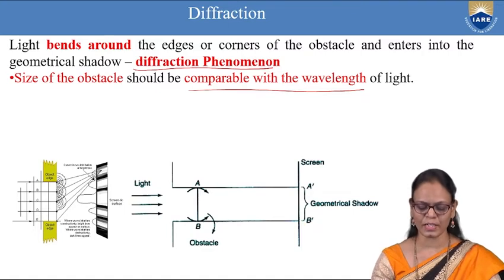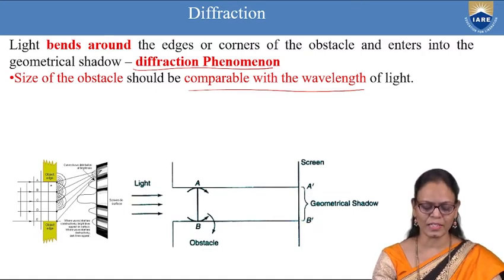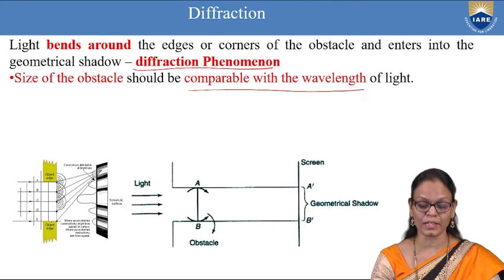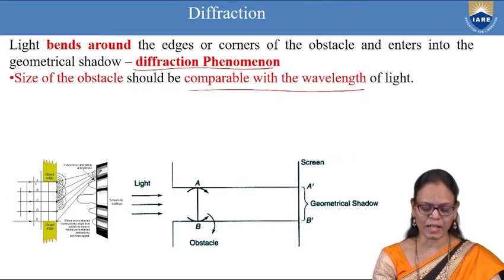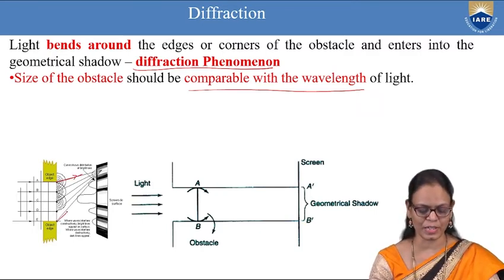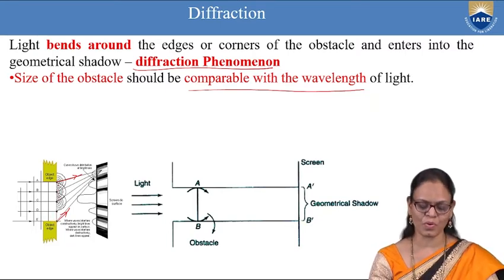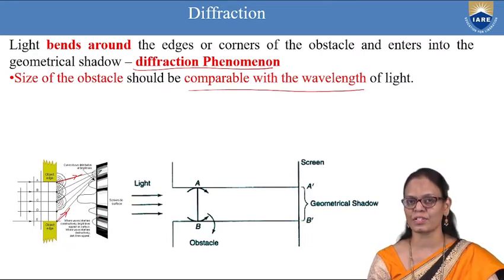So what we are seeing here is, you see here, this is the object edge. There is an obstacle here. The light that is coming and falling on this obstacle is bending around the corners of the obstacle. So it is bending around the corners. And after bending, according to Huygens, again, each point on the slit will act as a source and send out secondary wavelets, which will superimpose on each other, and you will get bright and dark fringes.